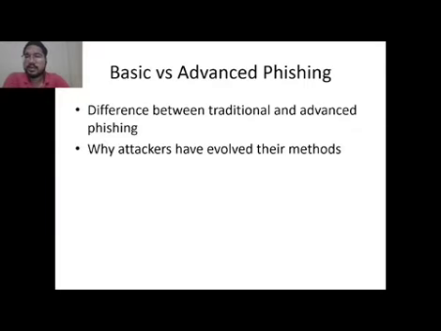So, in basic and advanced phishing, first is the difference between traditional and advanced phishing. Traditional phishing targets with generic emails: "Click here to claim your prize." But advanced phishing is targeted. These attacks are personalized. They use your name, job title, and even your location. It is a psychological game, and the attacker has done their homework. So, basic and advanced phishing differ in their methods. Let's move to the next slide.